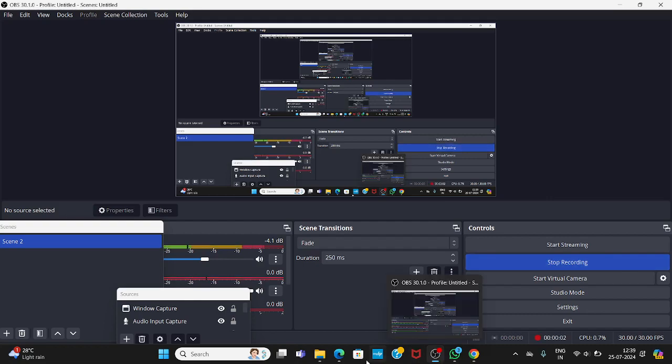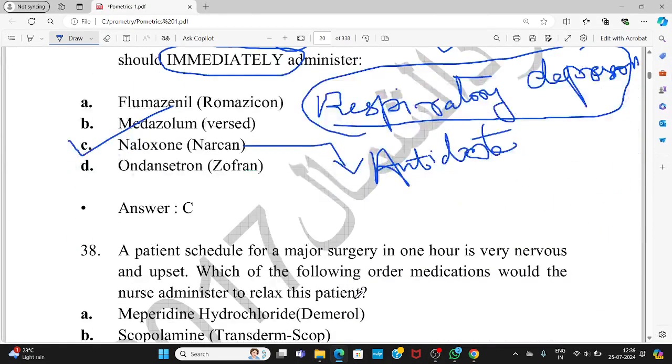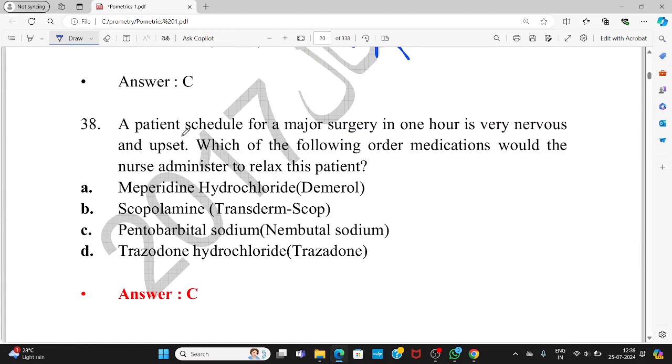Let's see some more important questions. A patient scheduled for a major surgery in 1 hour is very nervous and upset. Which of the following ordered medications would the nurse administer to relax this patient? So you need to have an anxiolytic, you know.